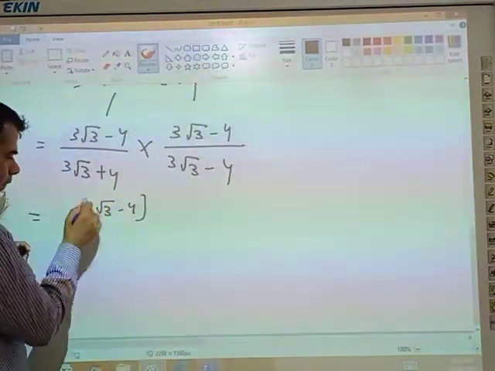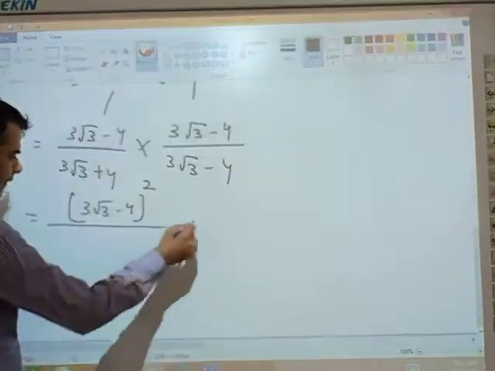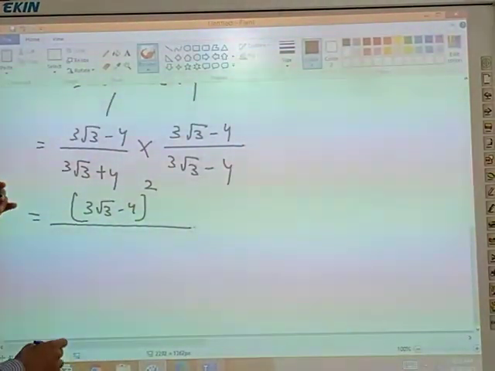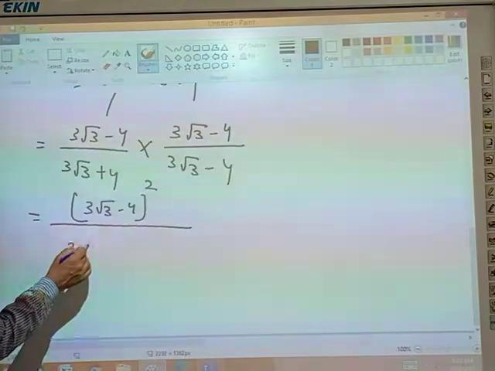When you are teaching them, tell them not to speak. Everyone is speaking continuously. We can't hear you. A plus b, a minus b, a square minus b square.